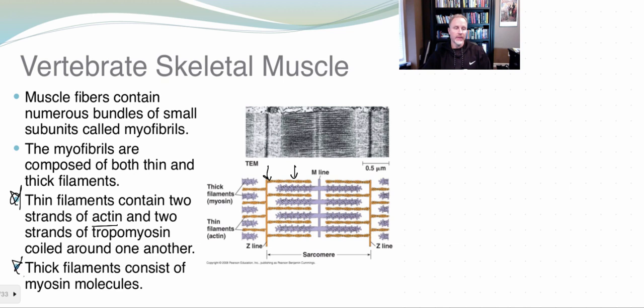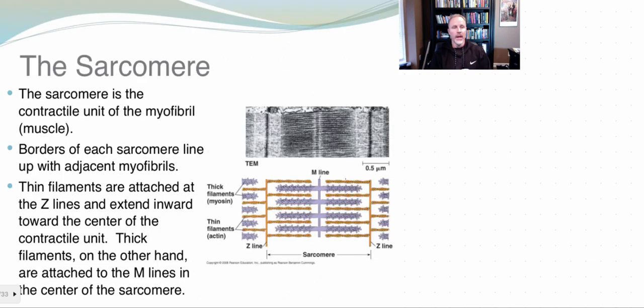And then the thick filaments, these are the myosin filaments, okay? So that's what we're seeing right here. These thick purple things, those are the myosin fibers. And then the sarcomere, this is the contractile unit of the actual cell, okay? And each one borders with another one. So in other ones, you can see a small component of this one here.